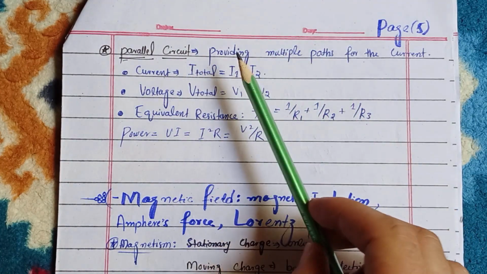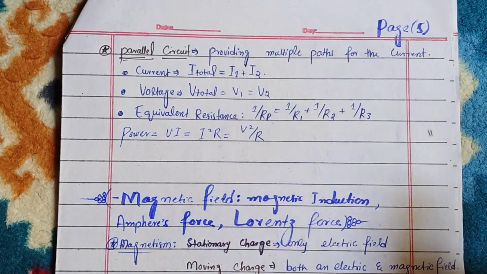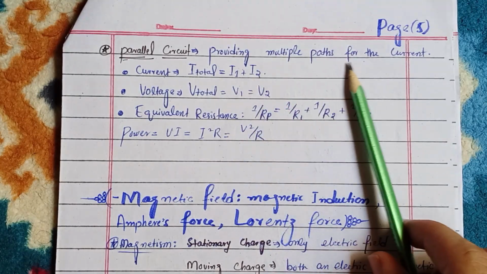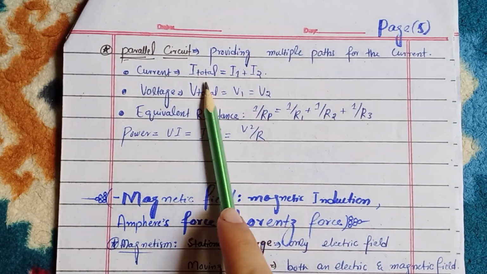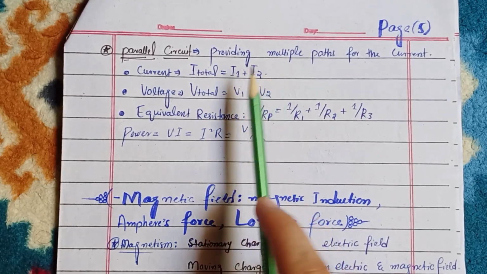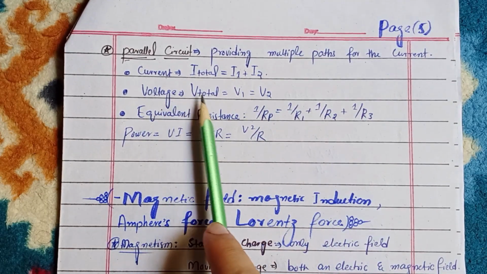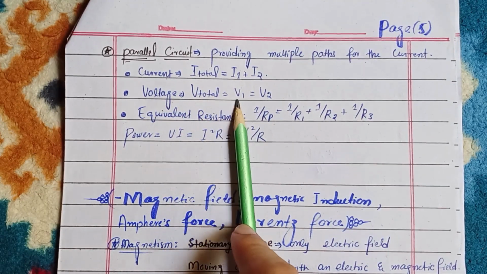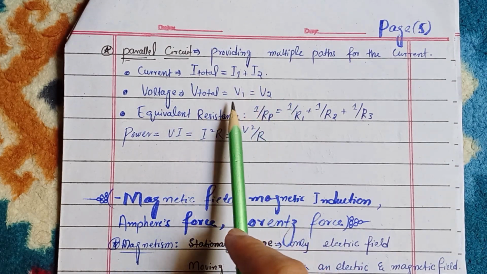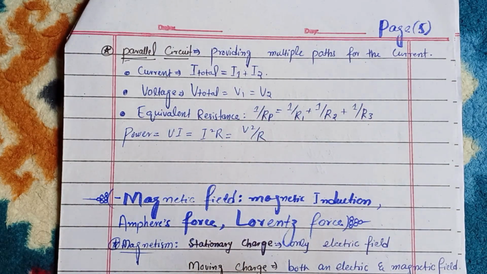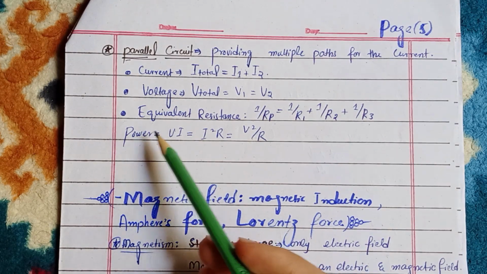In a parallel circuit, there are multiple paths for the current. The total amount of current must be equal to the sum of the individual currents. And for voltage, the total voltage is equal to V1, which is equal to V2, meaning that the same amount of voltage will be across each branch. Now, what is equivalent resistance?